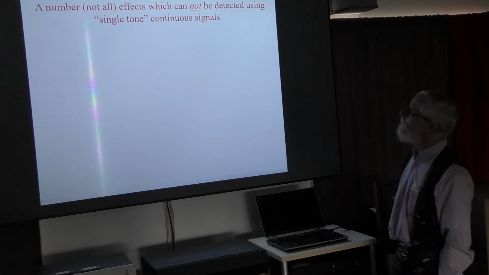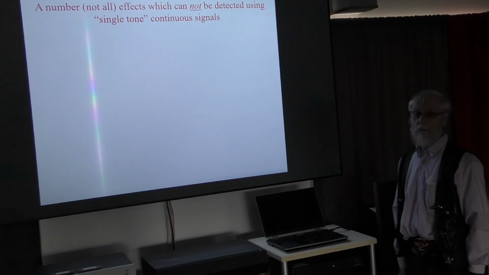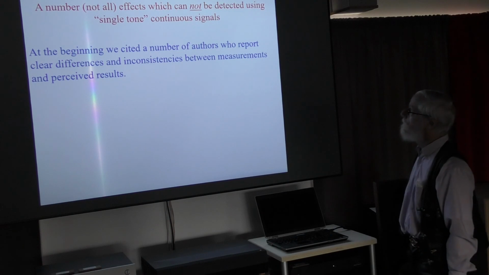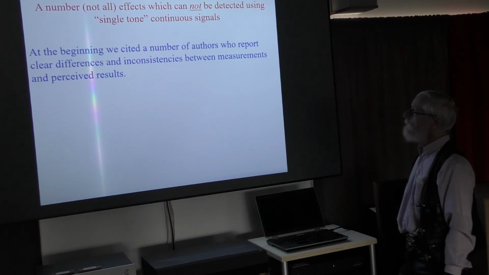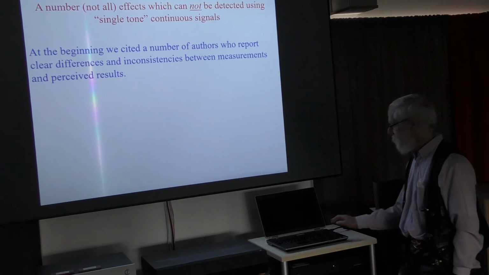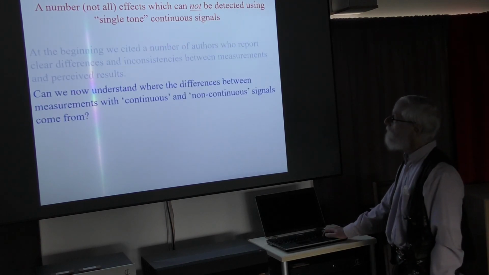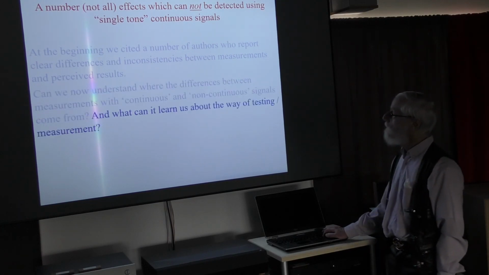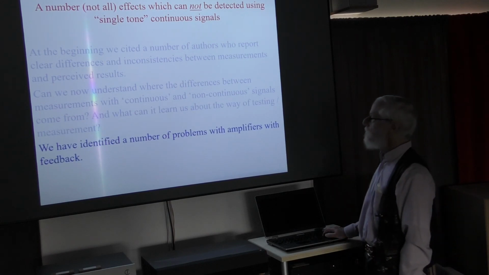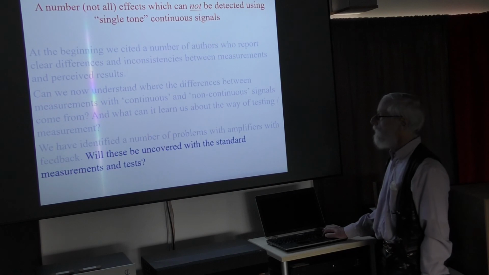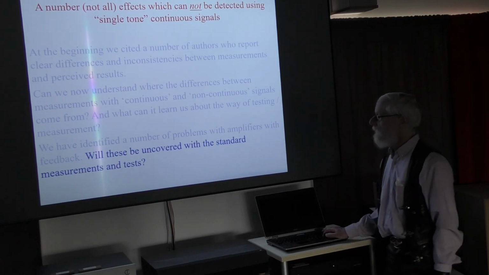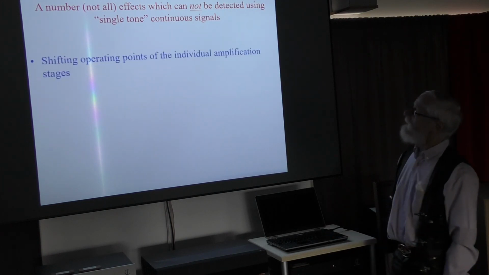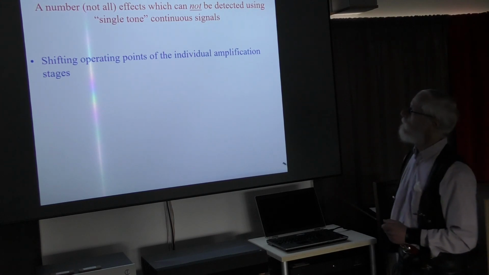Well, there are a number of effects which cannot be detected with single-tone continuous signals. We noticed at the beginning from different authors that there are clear differences and inconsistencies between measurements and perceived results. Can we now understand these differences, where they come from, and how this can be improved? What can we learn from it? Well, we've identified a number of problems with amplifiers with feedback. And can these be uncovered with the standard measurements and tests? Not quite. Some cannot be detected, and they're not all, but some important ones.